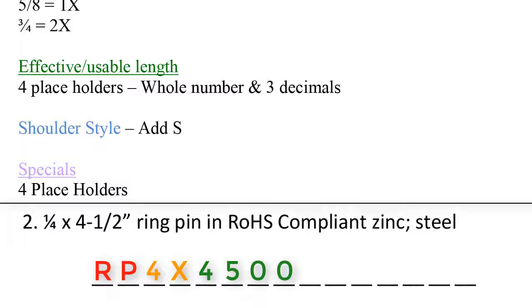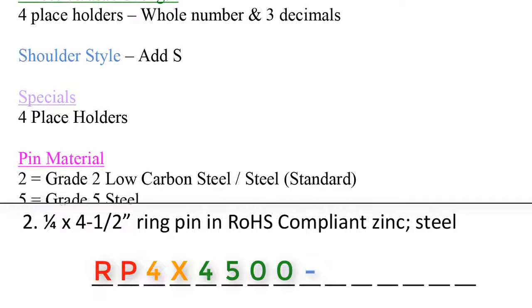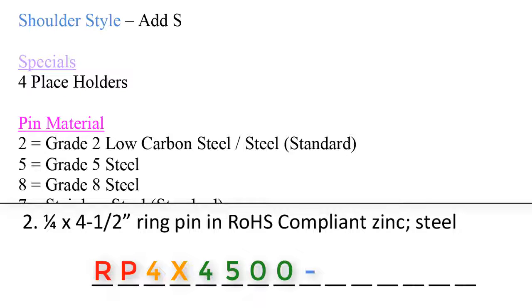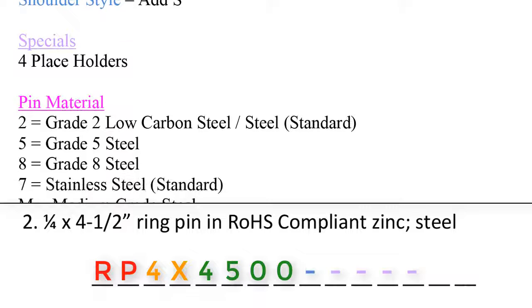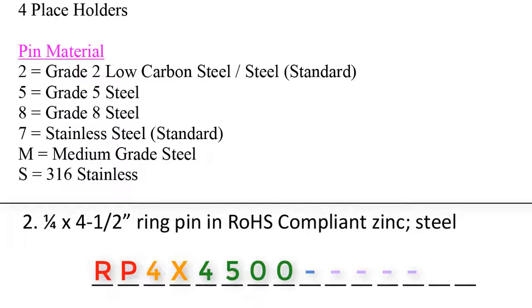4.500. This pin does not state that there is a shoulder, so we would enter a dash. Then we move on to the purple or special section. There is nothing special in this product description, so we would enter in 4 dashes. Dash, dash, dash, dash. Next, we move on to the fuchsia pin material section. This particular pin is steel. Steel is also known as grade 2 low carbon steel, and this is our standard steel. So a 2 would be used in the material section.